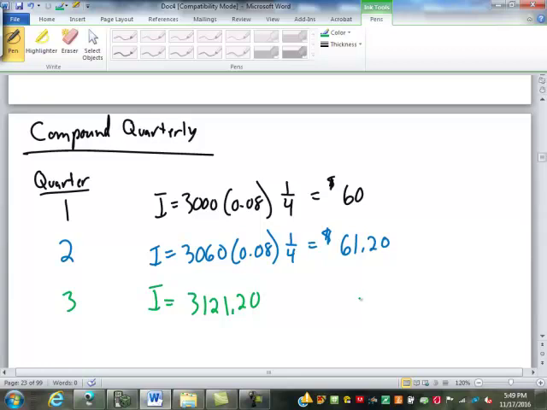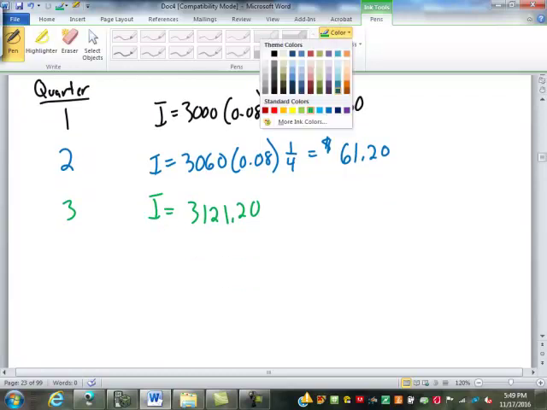Now I'm going to pause right there. 2 quarters, I've only made it through 6 months so far. I have to go 3 years. How many times would I have to do this? How many quarters in 3 years? 12. 4 times 3 is 12 quarters. I don't want to do this 12 times. So let's start looking for a shortcut.